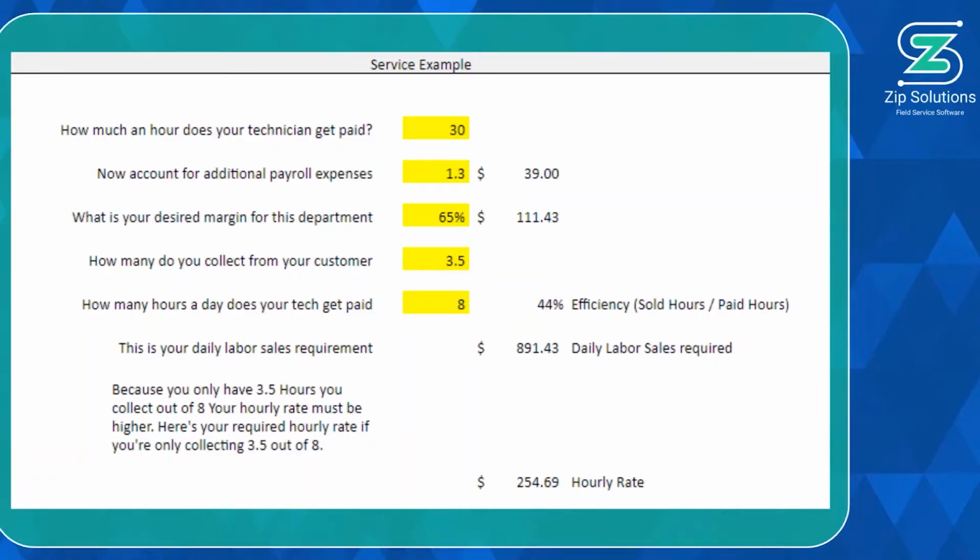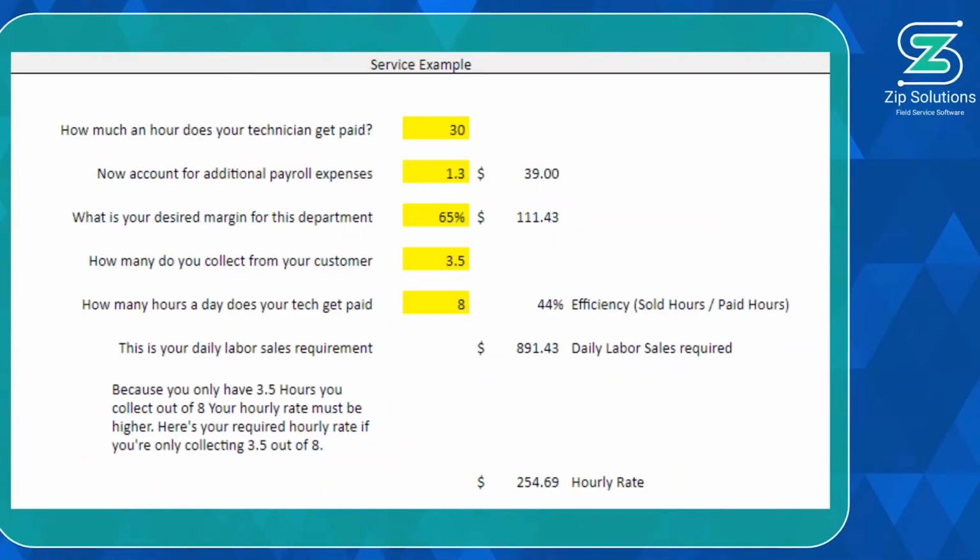So if you have a plumber that costs you $39 an hour, that means you have to charge $111 an hour to get a 65% margin. Now these variables here in yellow can be changed if you want to do that. But the problem is you can't charge $111 an hour. Don't cut off the tape. Keep watching here for a second, because $111 an hour is not going to cut it. If you bill out 8 hours a day at $111 an hour, that means you need to collect $891 for that day. The problem is, if you pay your technician 8 hours, he does not collect 8 hours.